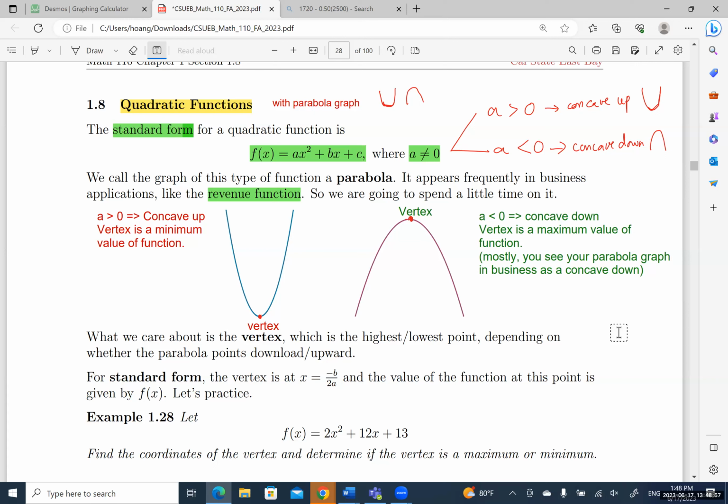Okay, now let's talk about how to find the vertex. I would like to have the vertex as a point, right? And I would like to call the vertex V, with the coordinates x as xv and y as yv. Say that, right? Okay, so V.